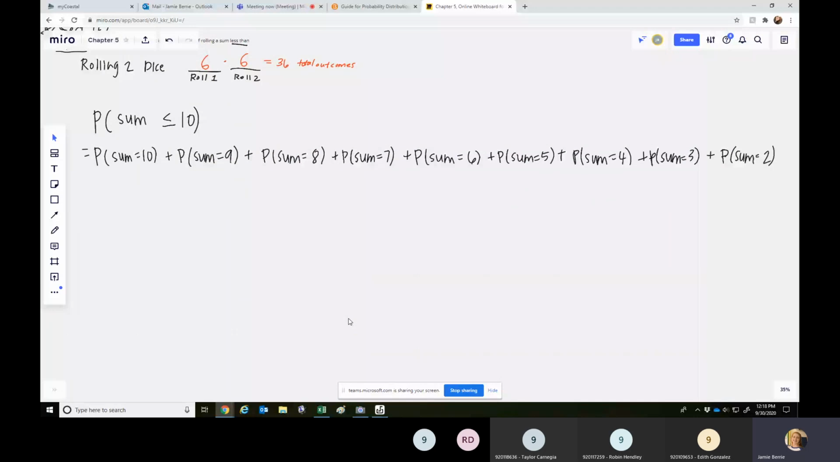Now this looks like a lot, but it's going to get repetitive, and we'll be able to start quickly going through all of the possible outcomes. All right, so let's start. I'm going to give you a second to finish writing that if you are copying this down on your paper.